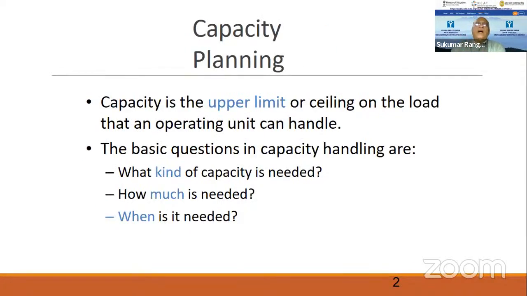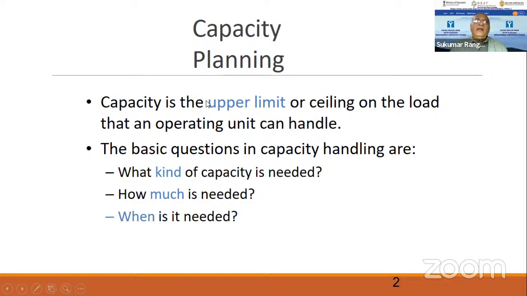Once the forecast is done, the next important thing is to plan. What do you plan? To start with, you plan the capacity. Do you have sufficient capacity to produce what you need to produce?